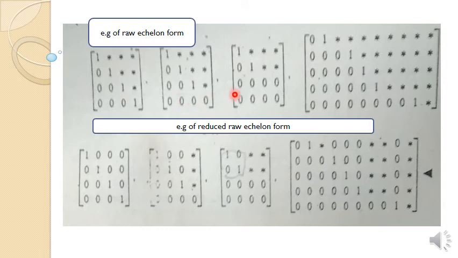This is also an example of row echelon form. This is also, student, an example of row echelon form. Student, you can see that the last two rows are 0 0, so we eliminate these two rows. So we are left with only a 2 by 4 matrix, 2 rows and 4 columns. So what is the best possible identity we can make in the 2 by 4 matrix? So it is a 2 by 2 matrix.